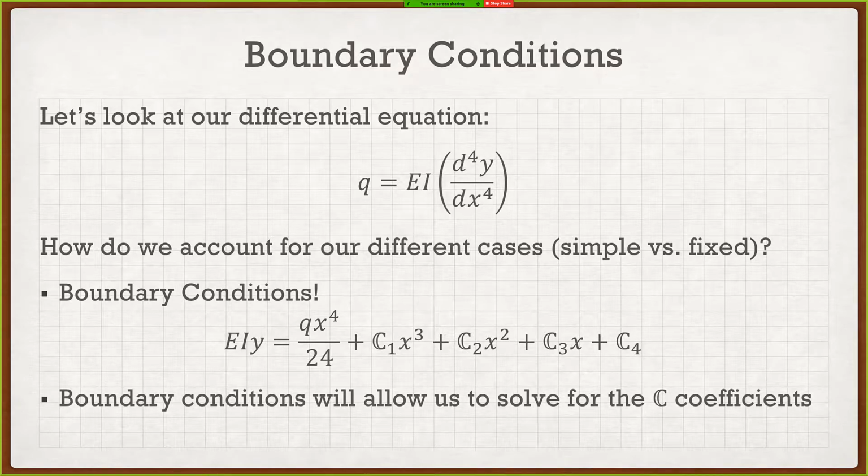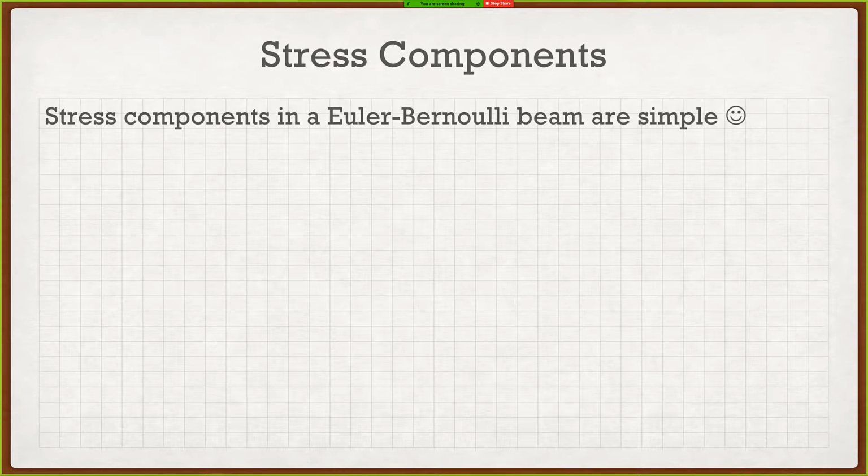So again, these boundary conditions will allow us to solve for our C coefficients. This is going to be the key here for part A. We're going to implement our boundary conditions, find the deflection function, and then once we have our deflection function, we can quickly solve for our shear and moment. Now, if we move on to part B, it asks, now that we have all those functions, what are the stress components?